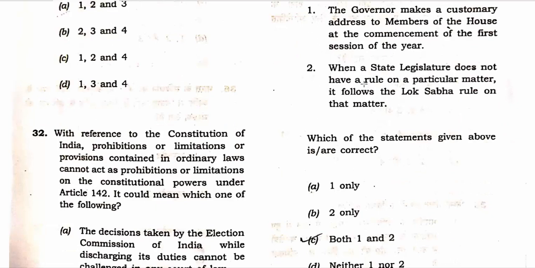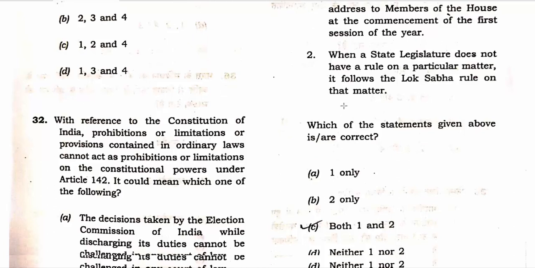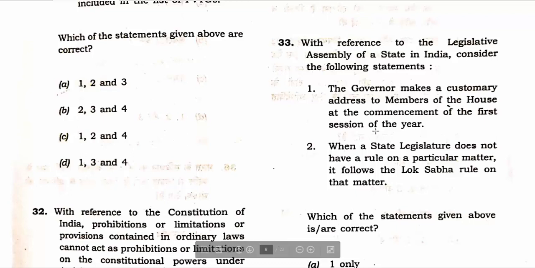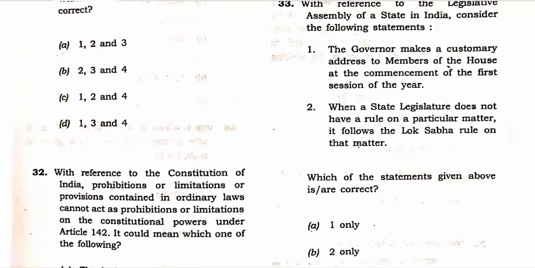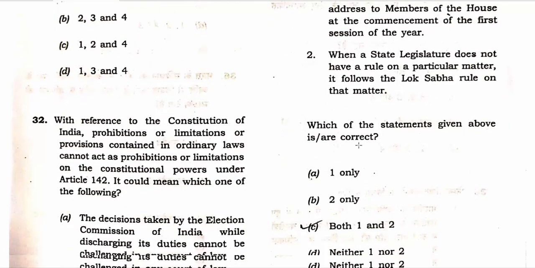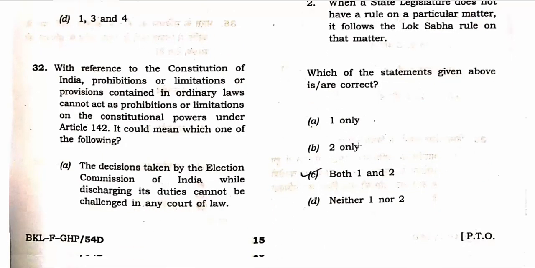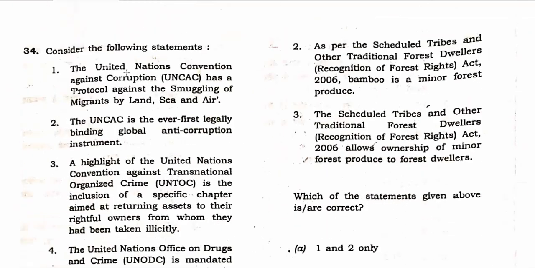Secondly, when a state legislature does not have a rule on a particular matter, it follows the Lok Sabha rule on that matter. So we know one is perfectly right, but this one, nowhere in the books have we found it, and we are not very sure about it. So there are two chances. It could be either A or it could be C. So high chances are there for A and C to be the answer. But to get a clear picture, we need to wait for the UPSC answer keys, because option C could also be correct. We would not be able to come to an assumption on that, but anyhow, A and C can be the answer.